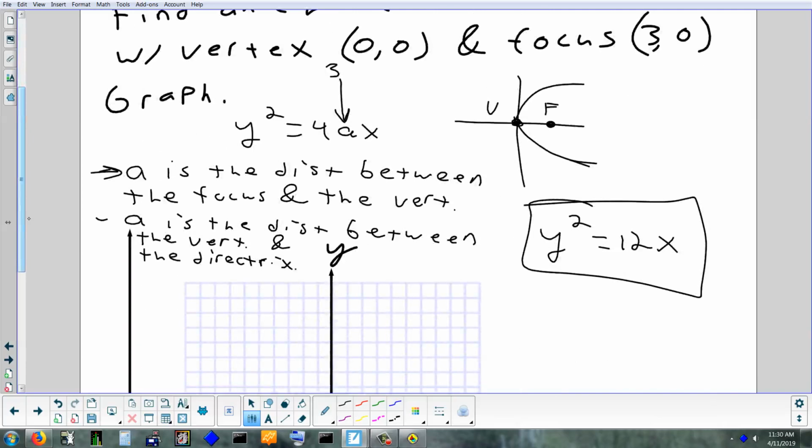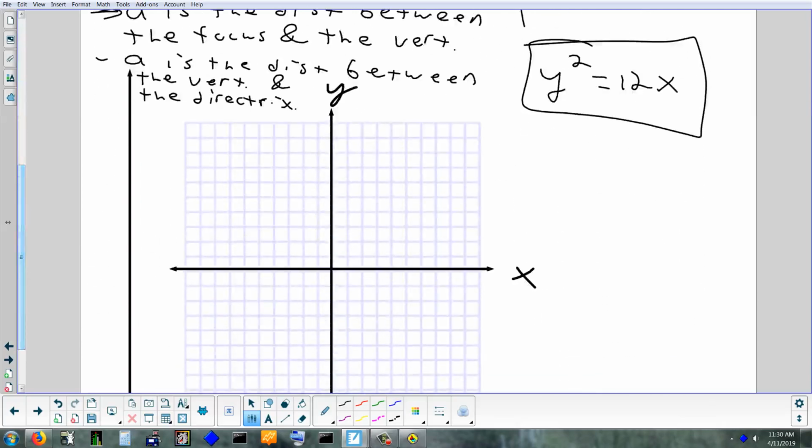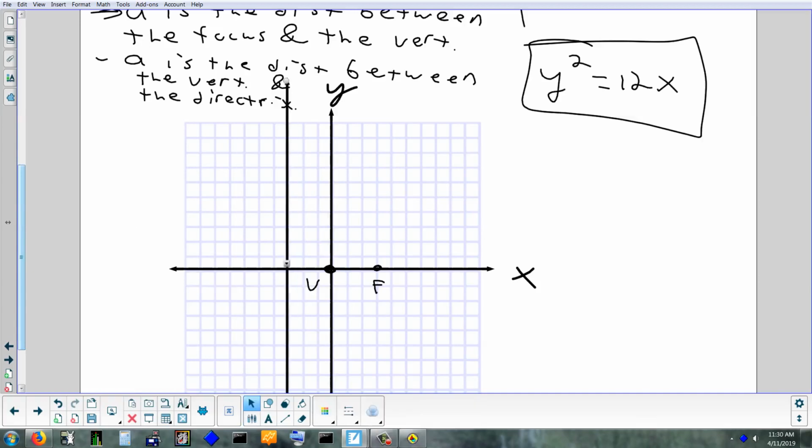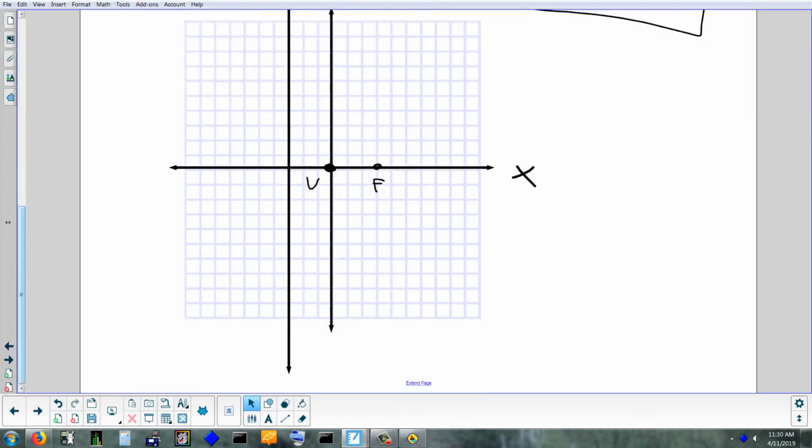Now, graph it. Okay, so vertex is at 0, 0. I'm going to have that. You can put the focus on there if you want, but is the parabola going to go through it? No, it's going to wrap around it, so it doesn't really help. Now, the distance we just said, the distance from the vertex to the focus is the same as the vertex to the directrix. So if the focus is 3 units to the right, where would the directrix be? Negative 3. It would be right here. That would be your directrix.